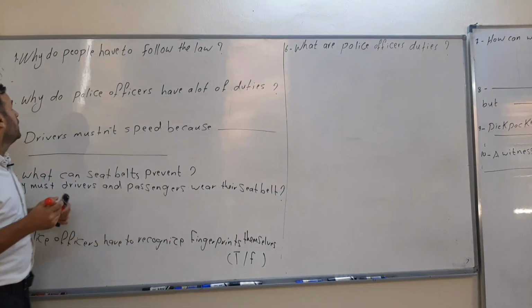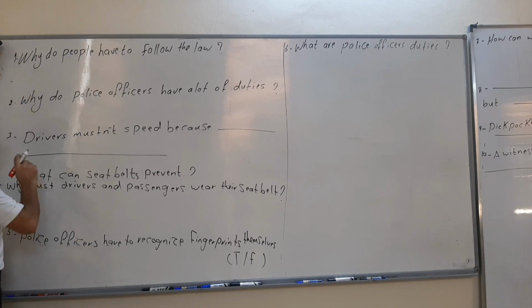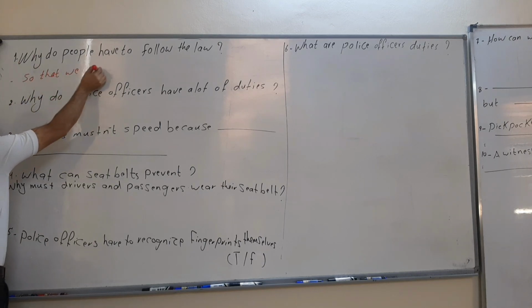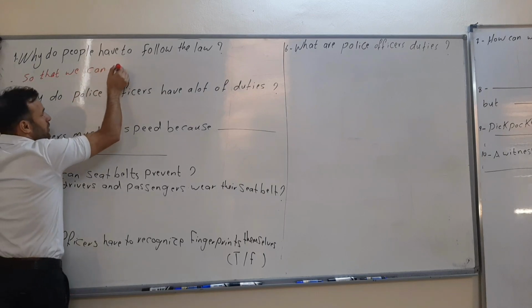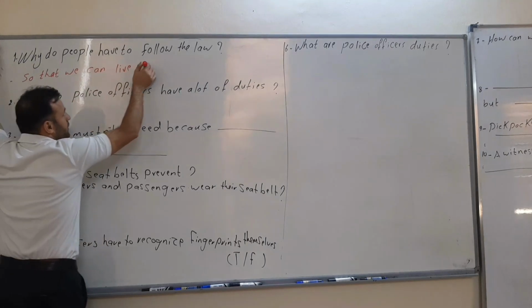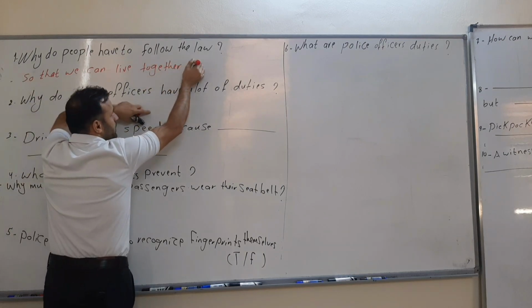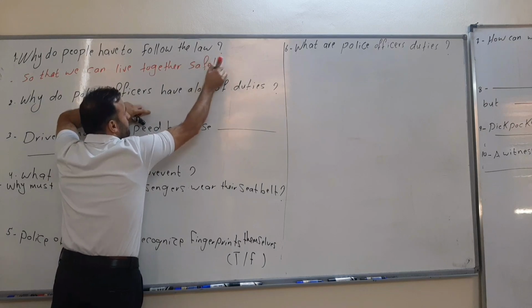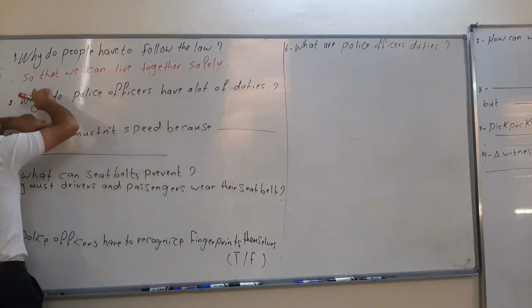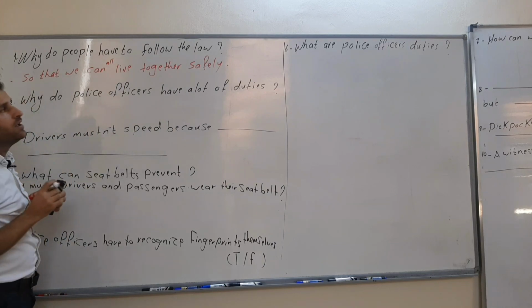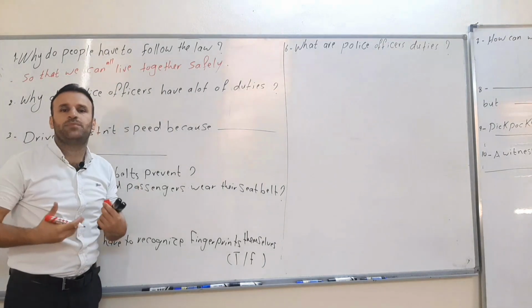So number one, why do people have to follow the law? Why do people have to follow the law? So that we can live together. We can say safely, peacefully, whatever you say, both of them are correct. So that we can all live together safely, or so that people can live together peacefully.